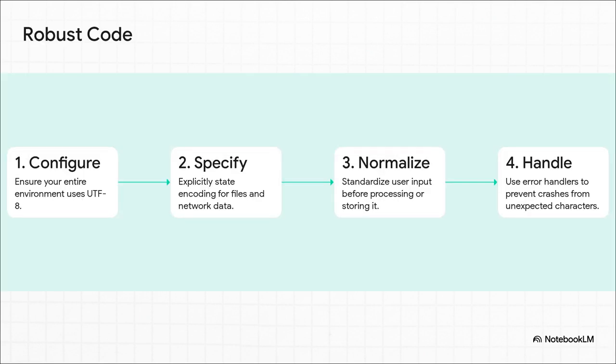So here's a simple little checklist that will save you a ton of headaches. 1. Make sure your whole environment, your editor, your terminal, is set to use UTF-8. 2. Always be explicit about the encoding when you open a file or make a network request. 3. Normalize any text that comes from users. And 4. Use error handlers so your app doesn't just fall over when it sees a weird character.